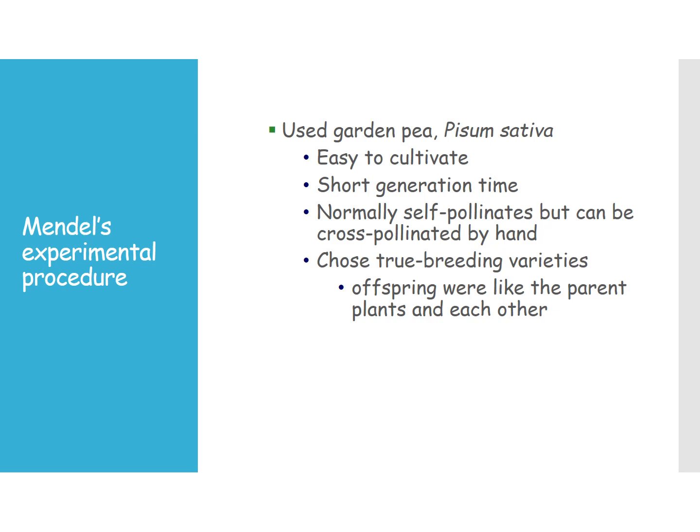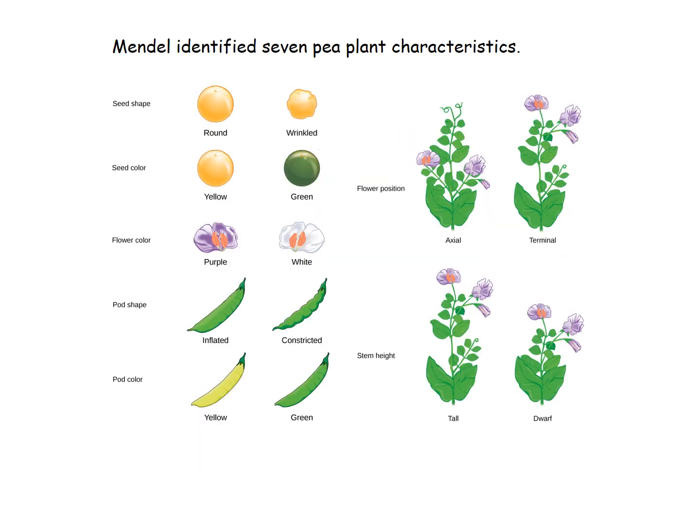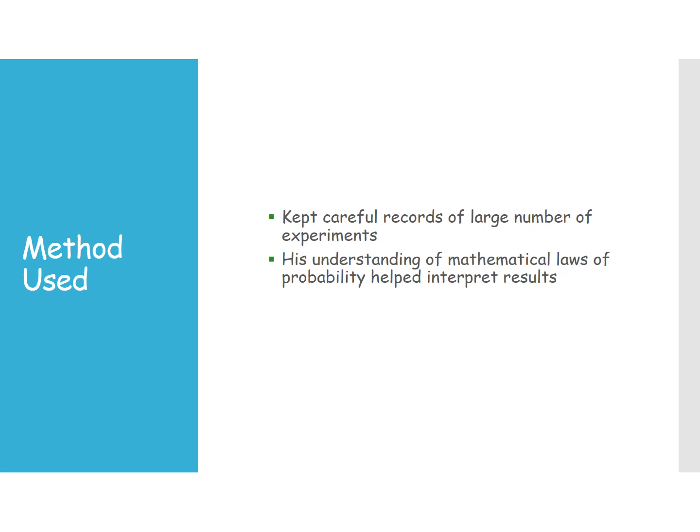Mendel chose true breeding varieties. In true breeding varieties, the offspring are identical to the parents and each other. Mendel looked at 7 pea plant characteristics: seed shape, color, flower color, pod shape, pod color, the location of the flowers, and whether the plants were tall or dwarfed. Mendel analyzed over 10,000 crosses, and he kept very detailed records of his results.